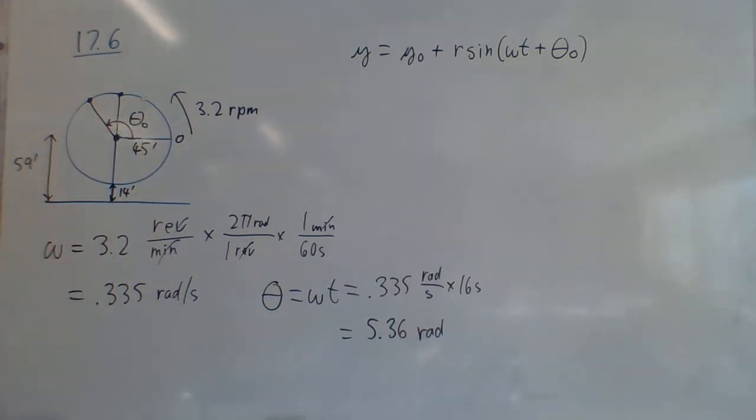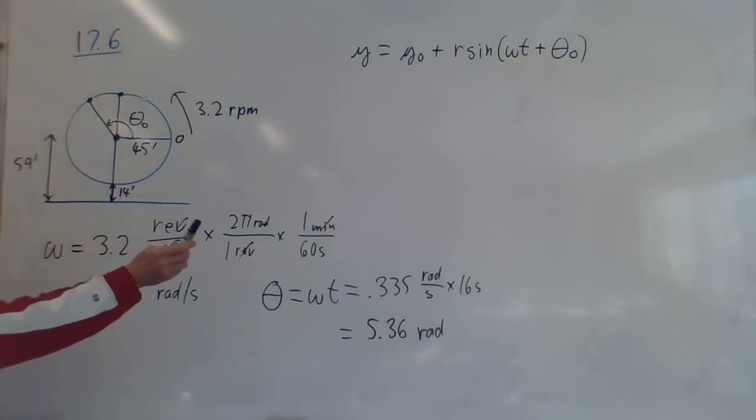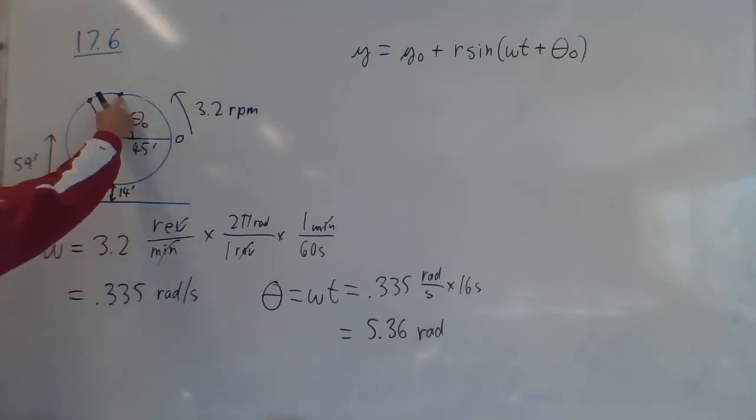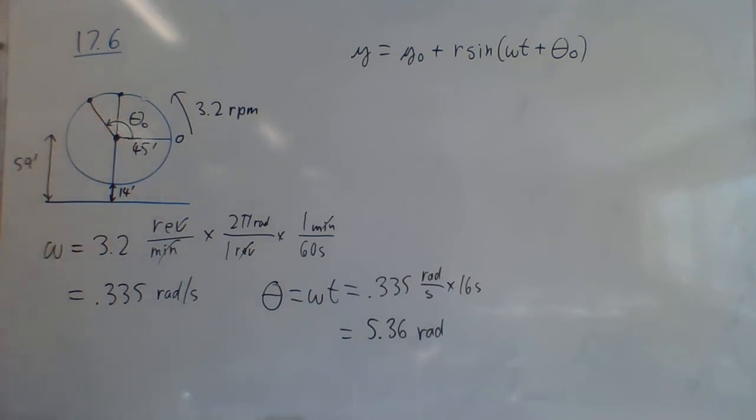Okay? So what we know is this big angle here. So that's what that 5.36 is. She goes 5.36 all the way to there. So we need to know this thing here. So let's see. We have to be clever to figure that out.